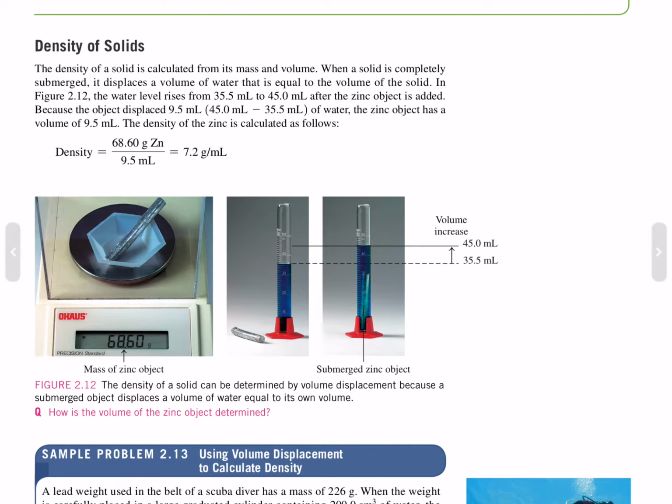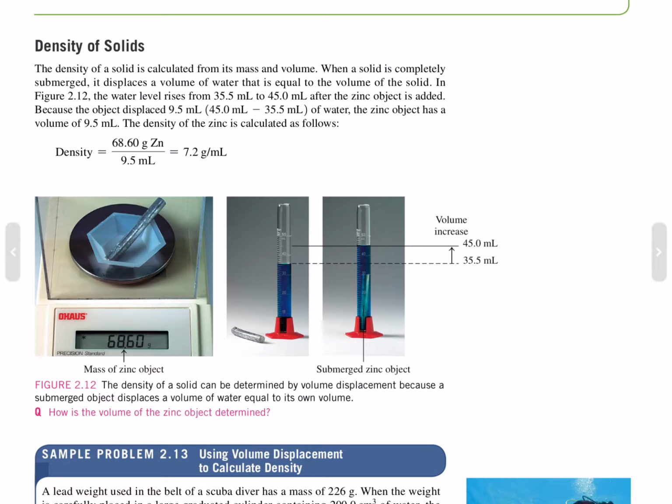Density of solids. The density of a solid is calculated from its mass and volume. When a solid is completely submerged, it displaces a volume of water that's equal to the volume of the solid. In Figure 2.12, the water level rises from 35.5 to 45 milliliters after the zinc object is added.